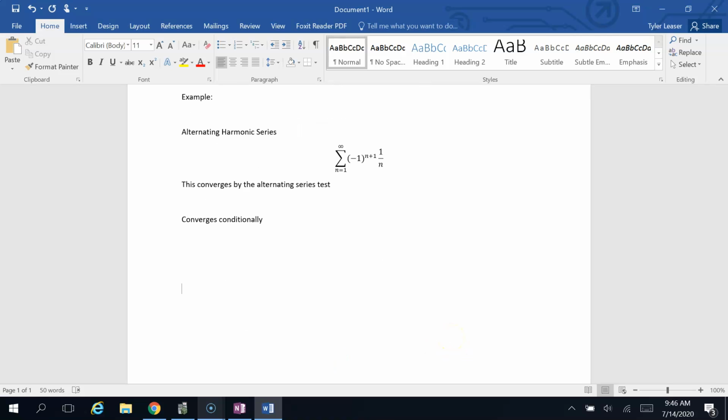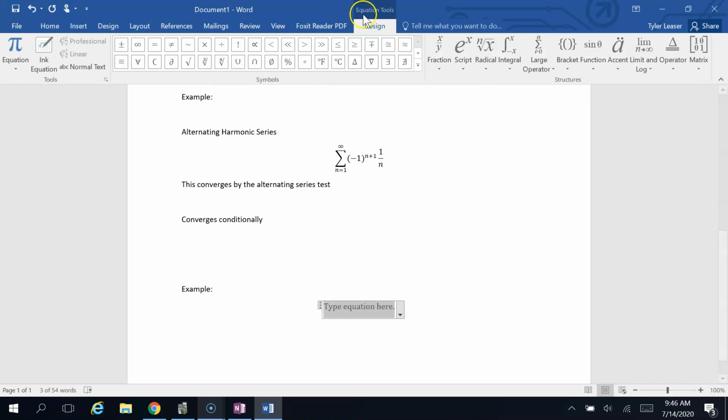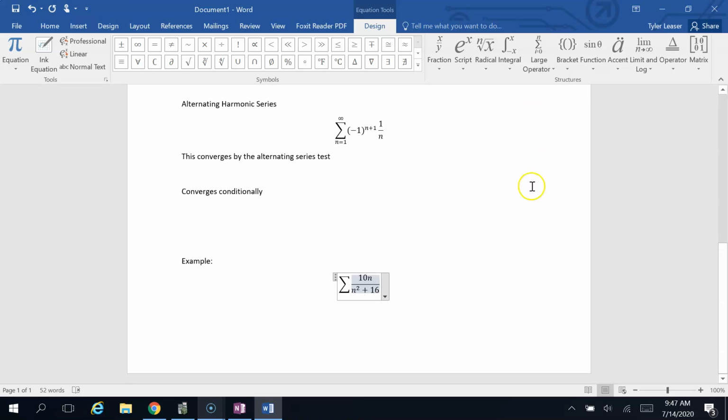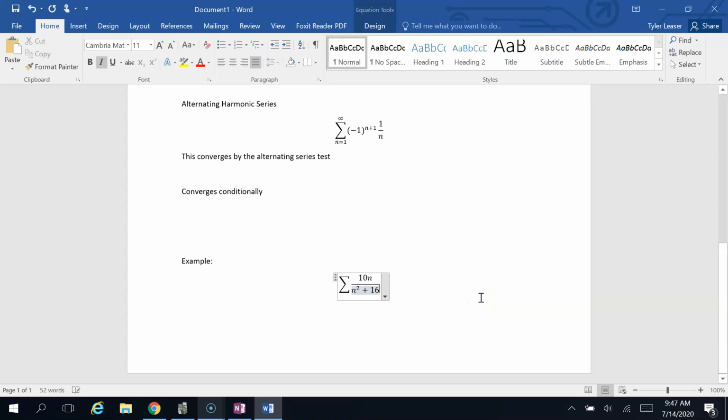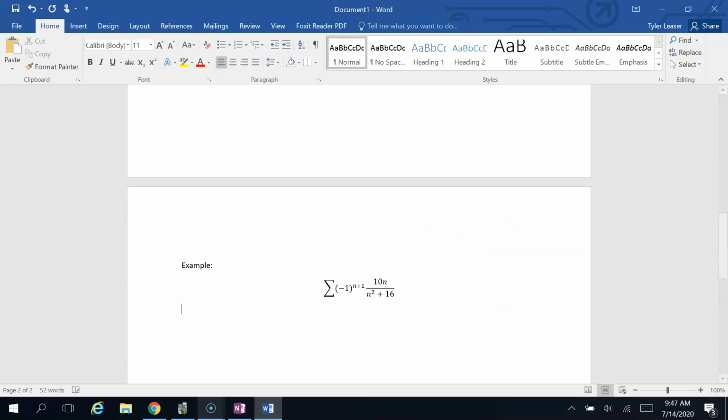Okay, cool. So let's look at a little bit more difficult of an example. Let's look at the infinite series, and then the -1 term out in front. So -1 to the n plus 1, times 10n over n squared plus 16. And we want to see, does this thing converge?